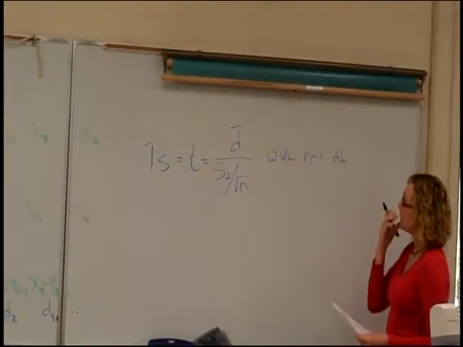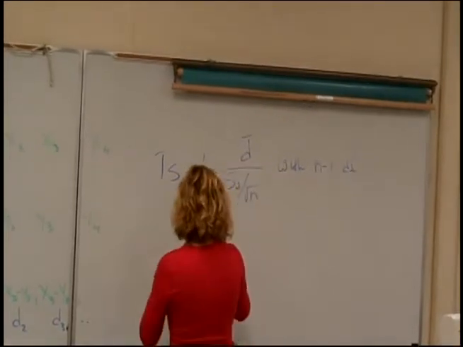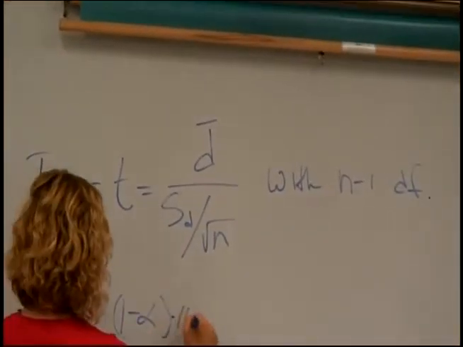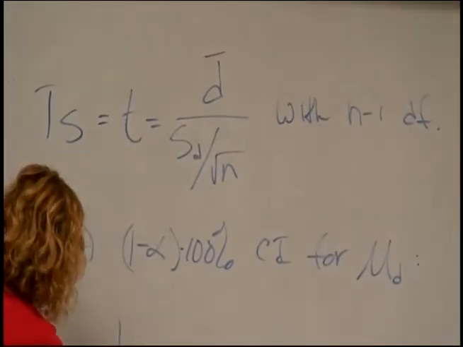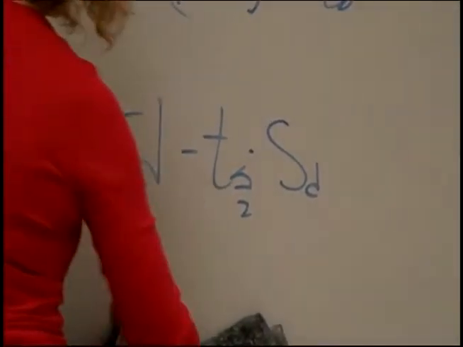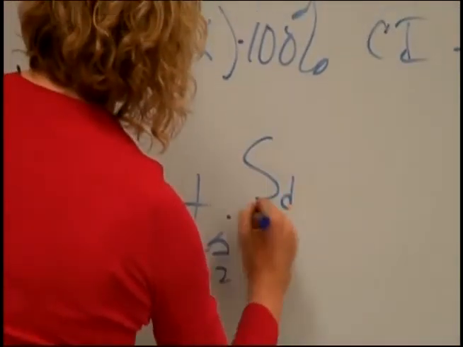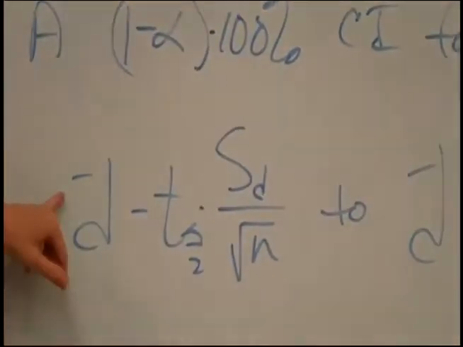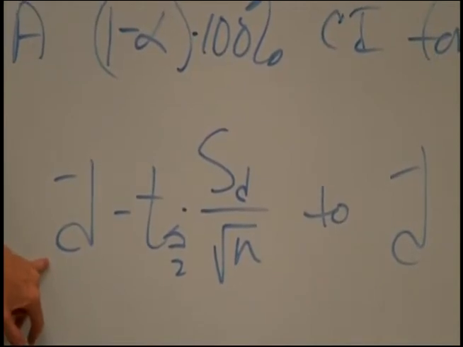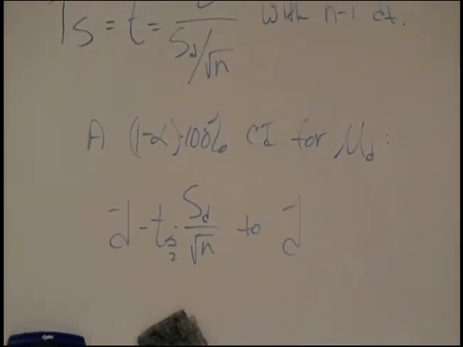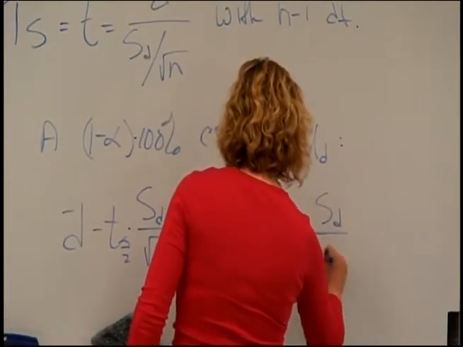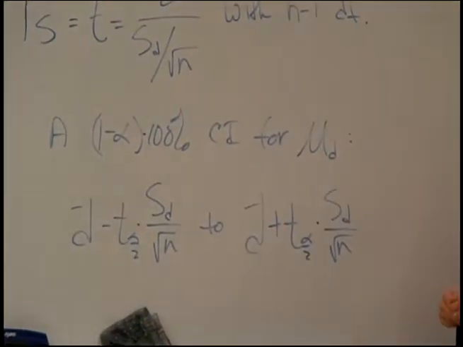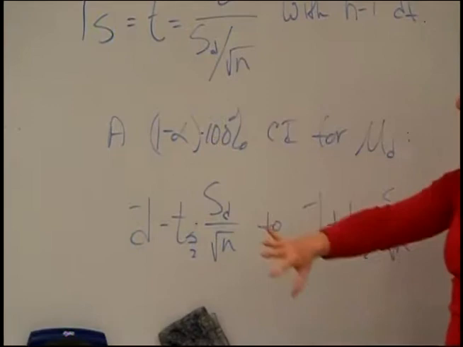A confidence interval is similar. For the mean difference, it's d bar minus some t-value times the standard deviation of the differences over root n, to d bar plus t of alpha over 2 times the standard deviation of the d's divided by root n. d bar is just the mean d, like x bar is the mean of the x's. This is just the mean of the d's. So it's a lot easier than it seems. It's just a t-test and a t-interval.